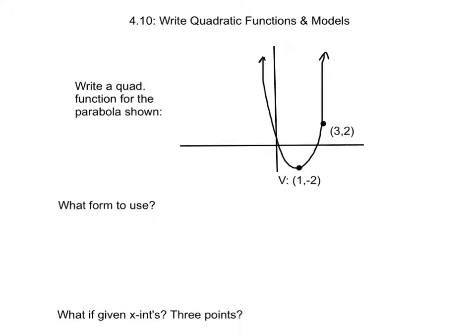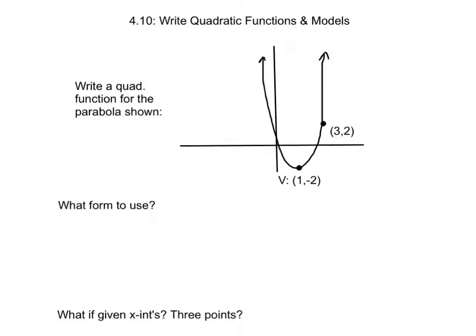Section 10 of Chapter 4, the last section, is titled Write Quadratic Functions and Models. So our directions are to write a quadratic function for the parabola shown. And we're given 2 points, one being a random point on the parabola, which is (3, 2), and the other is the vertex, (1, negative 2). And so we want to first decide what form we're going to use out of vertex form, y-intercept form, or intercept form, and also standard form is an option.